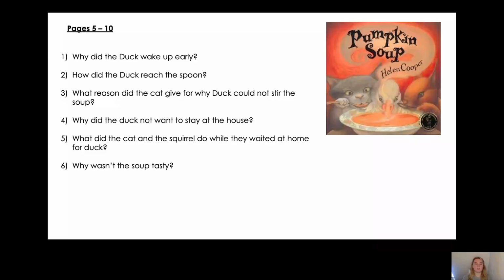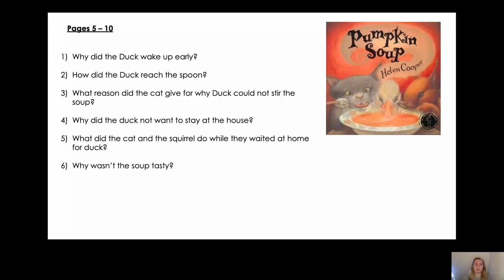Now, the first question, why did the duck wake up early? Number 2, how did the duck reach the spoon? Number 3, what reason did the cat give for why duck could not stir the soup? Number 4, why did the duck not want to stay at the house? Number 5, what did the cat and the squirrel do while they waited at home for duck? And number 6, why wasn't the soup tasty?